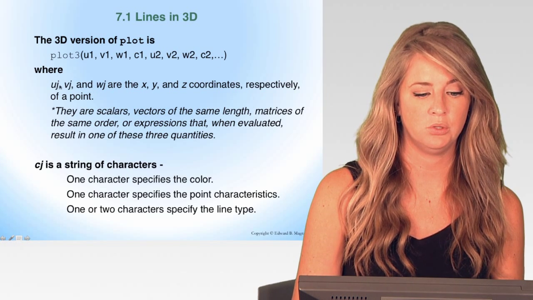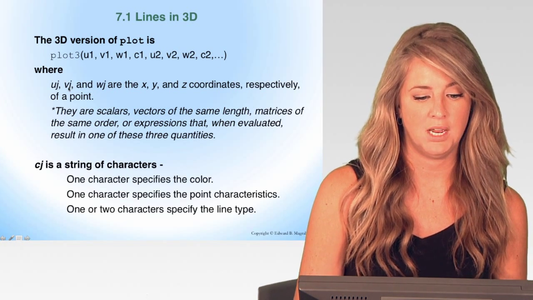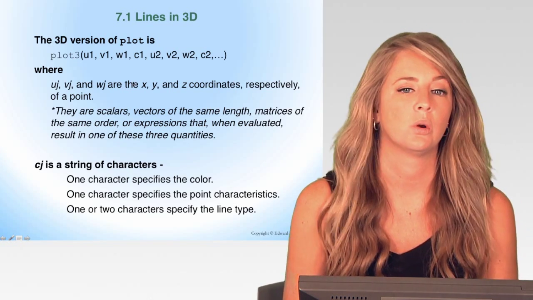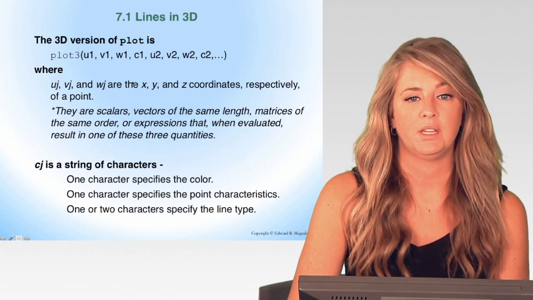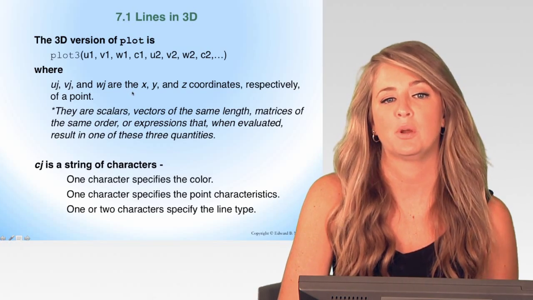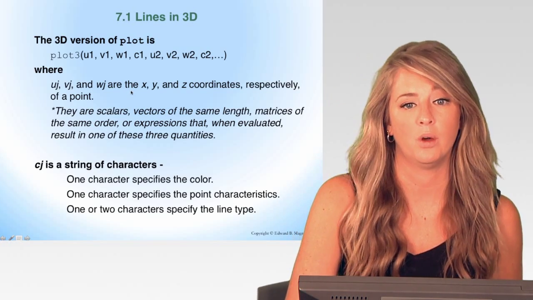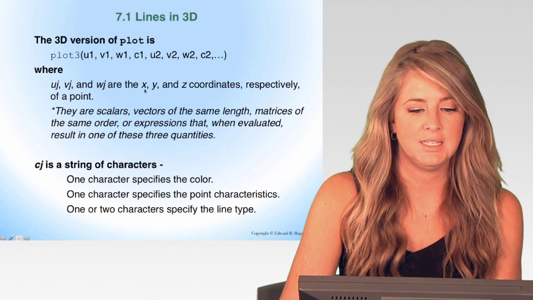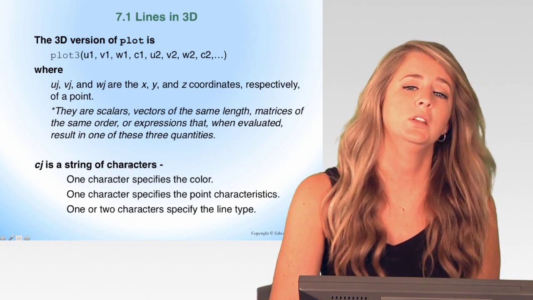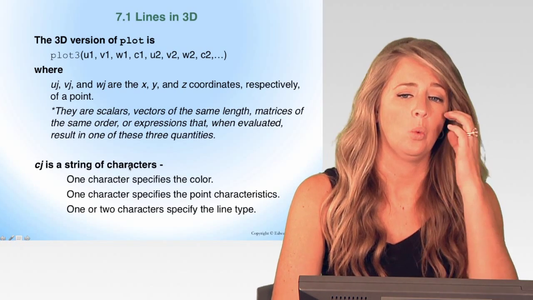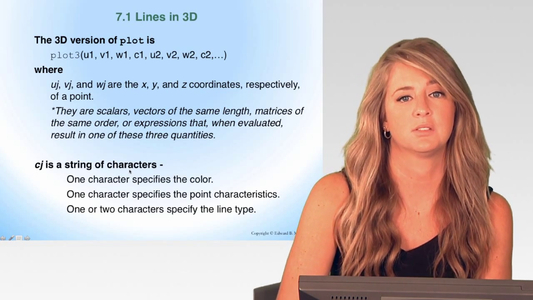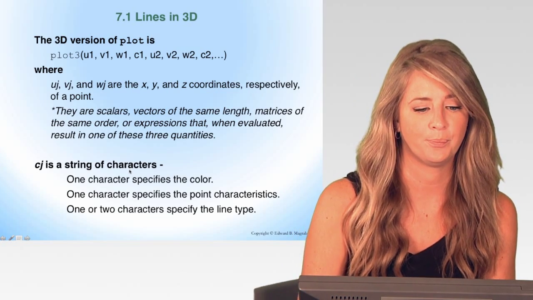For example, uj, vj, and wj, these three here, are just the x, y, and z coordinates of a point. They can be scalars, vectors of the same length, matrices of the same order, or expressions that when evaluated result in one of those three quantities. cj is one character that specifies the color, one that specifies the point characteristics, and then one or two characters that specify the line type.